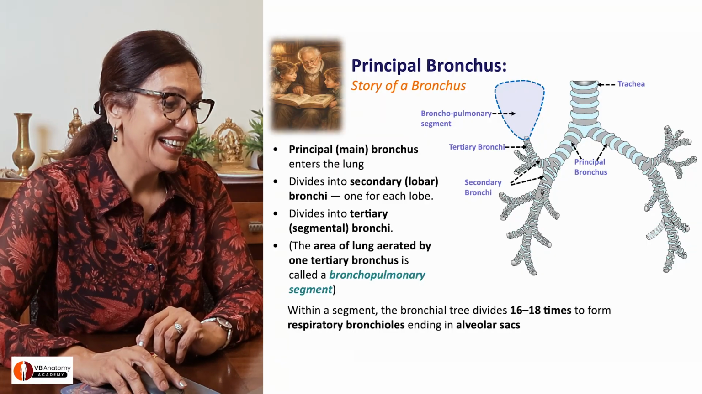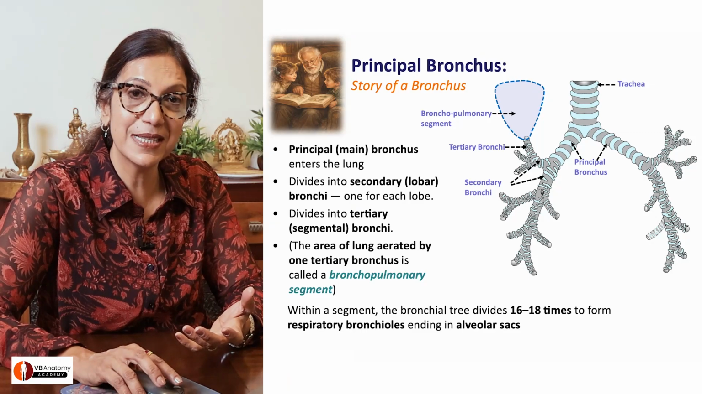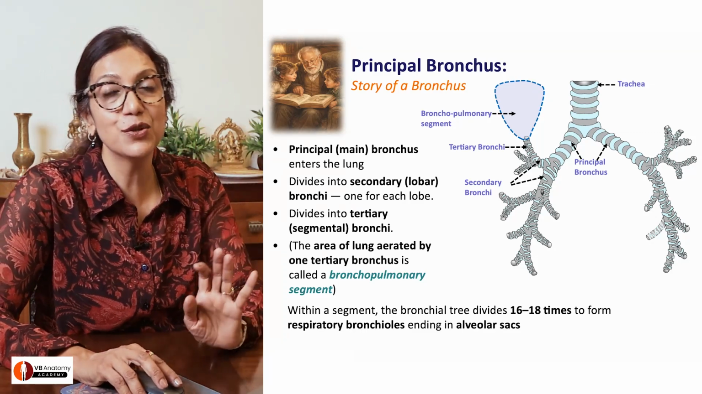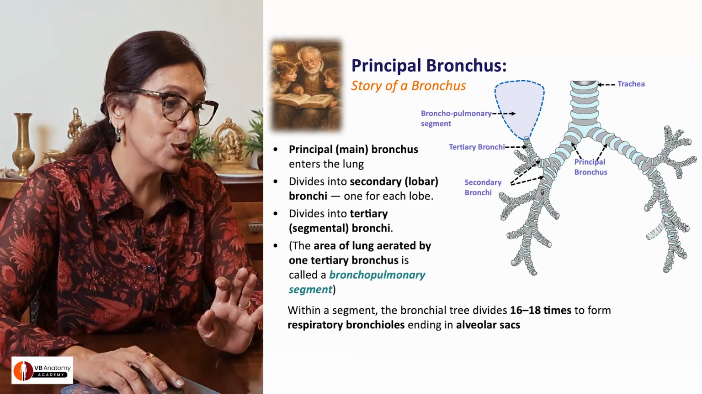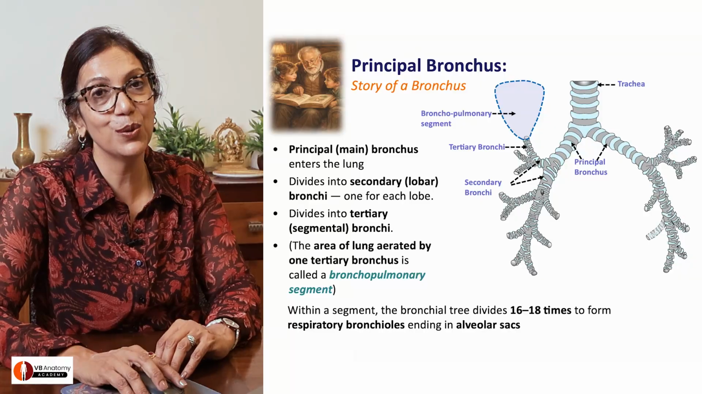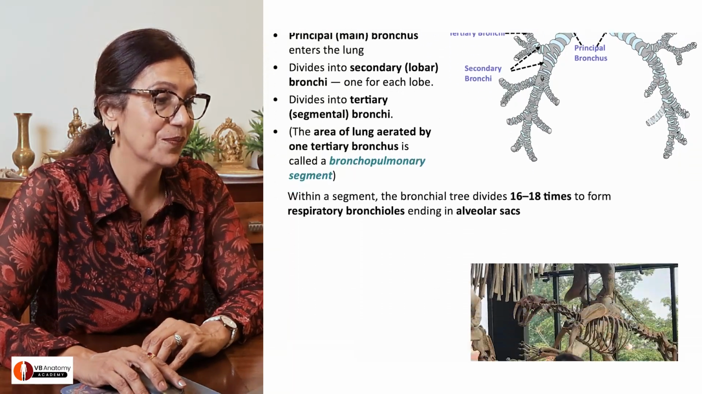Yeah. So, once the air has entered into a bronchopulmonary segment, the bronchi will undergo 16 to 18 further divisions before they form respiratory bronchioles and finally release air into the alveolar sacs. That's how much division is expected.